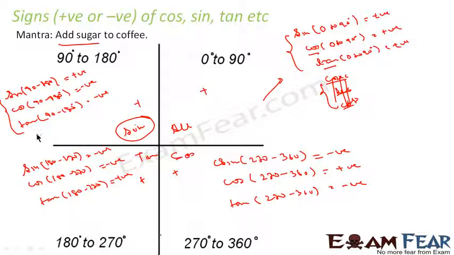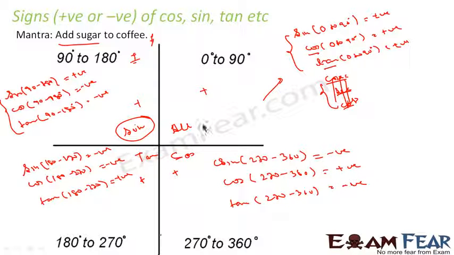If you see here, sine by cos is equal to tan. So positive divided by negative gives you negative. Negative by negative will give you positive, because negative by negative it cancels, so it gives positive. And negative by positive will give you a negative.